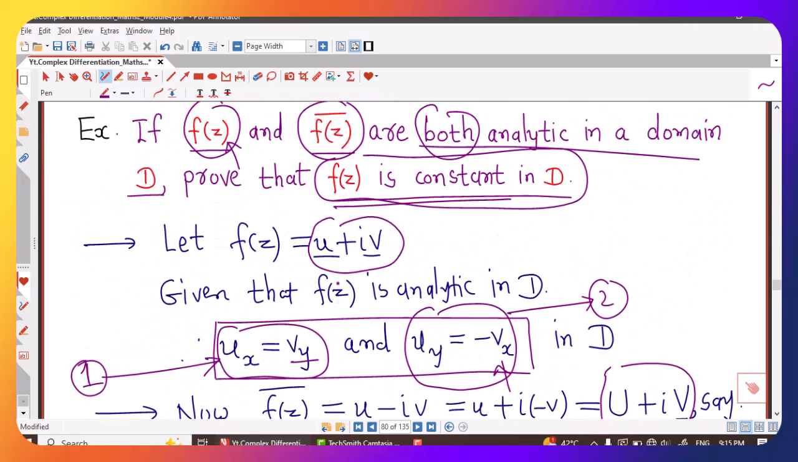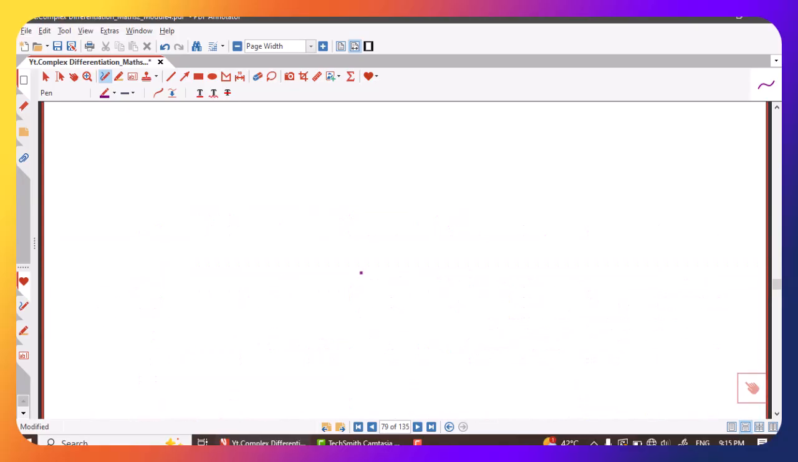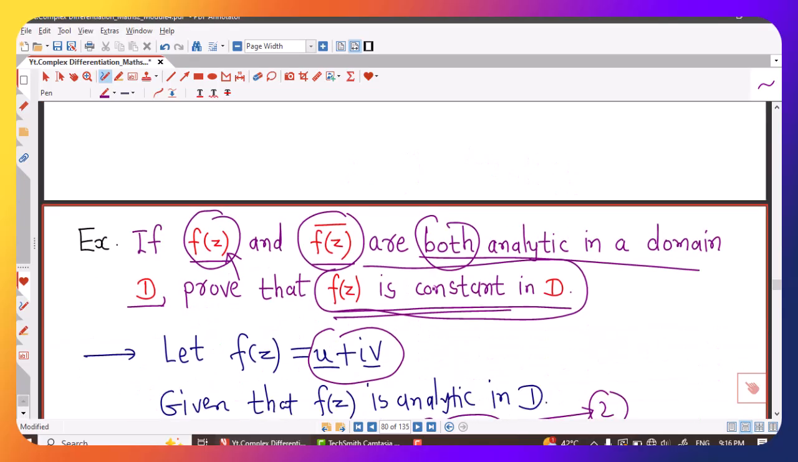And in all these proofs, we have used the fact that function is analytic and therefore it is differentiable, therefore CR equations are satisfied. All we are using is CR equations because of analyticity or differentiability. So this is all about this session.